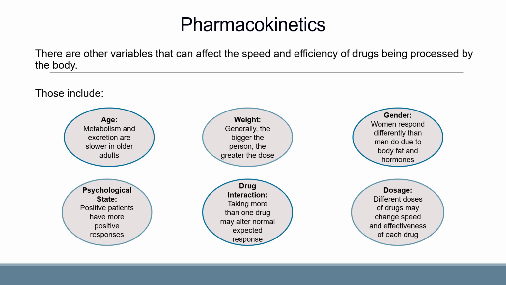Other variables that can speed up the effect or the efficacy of drugs being processed by the body include age, physiological state, weight, other drug interactions from taking more than one drug, and gender. Sometimes women respond differently than men do due to body fat and hormones. And then, of course, the dosage.